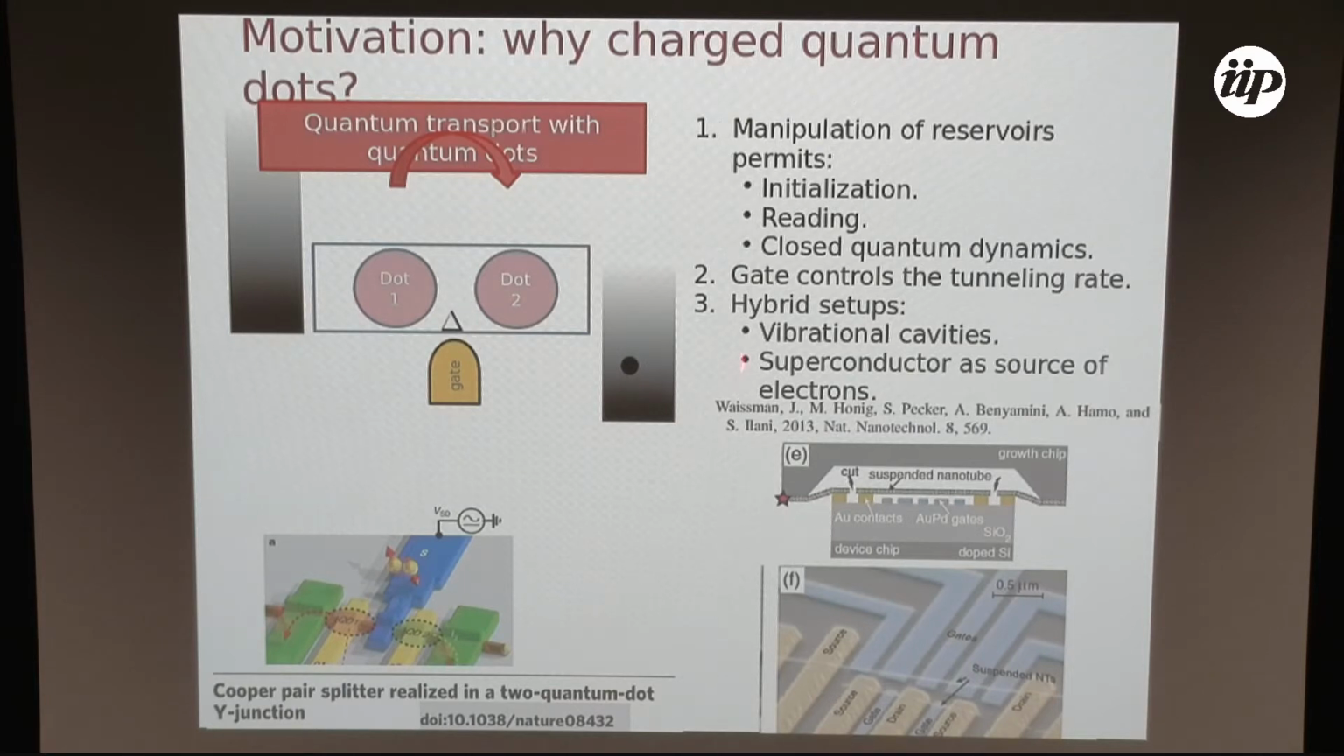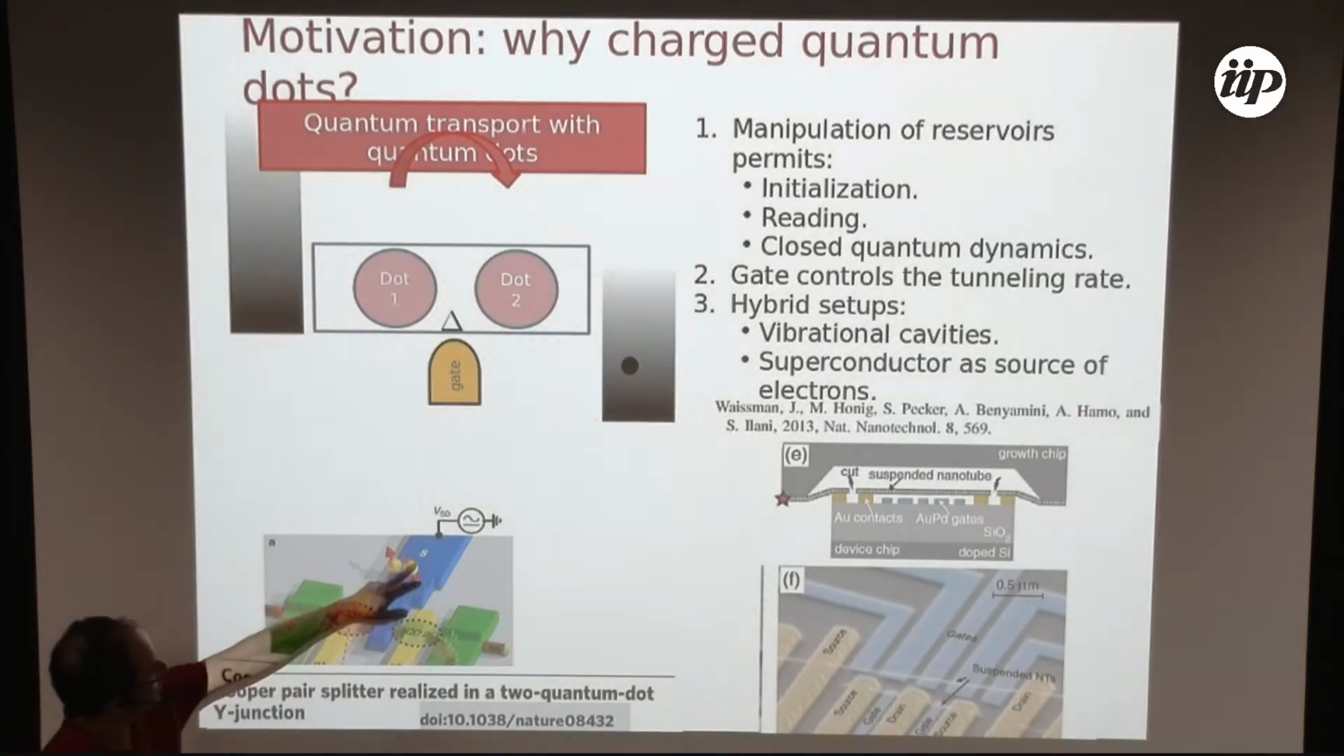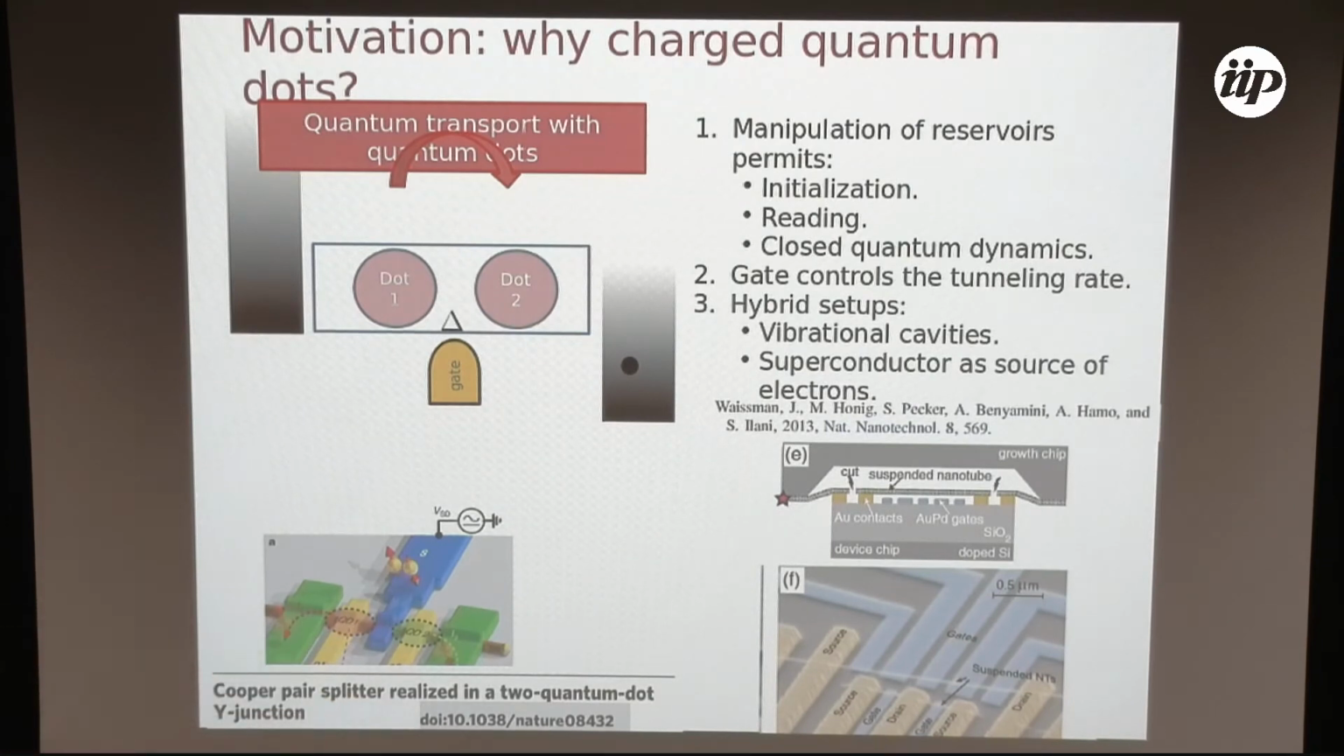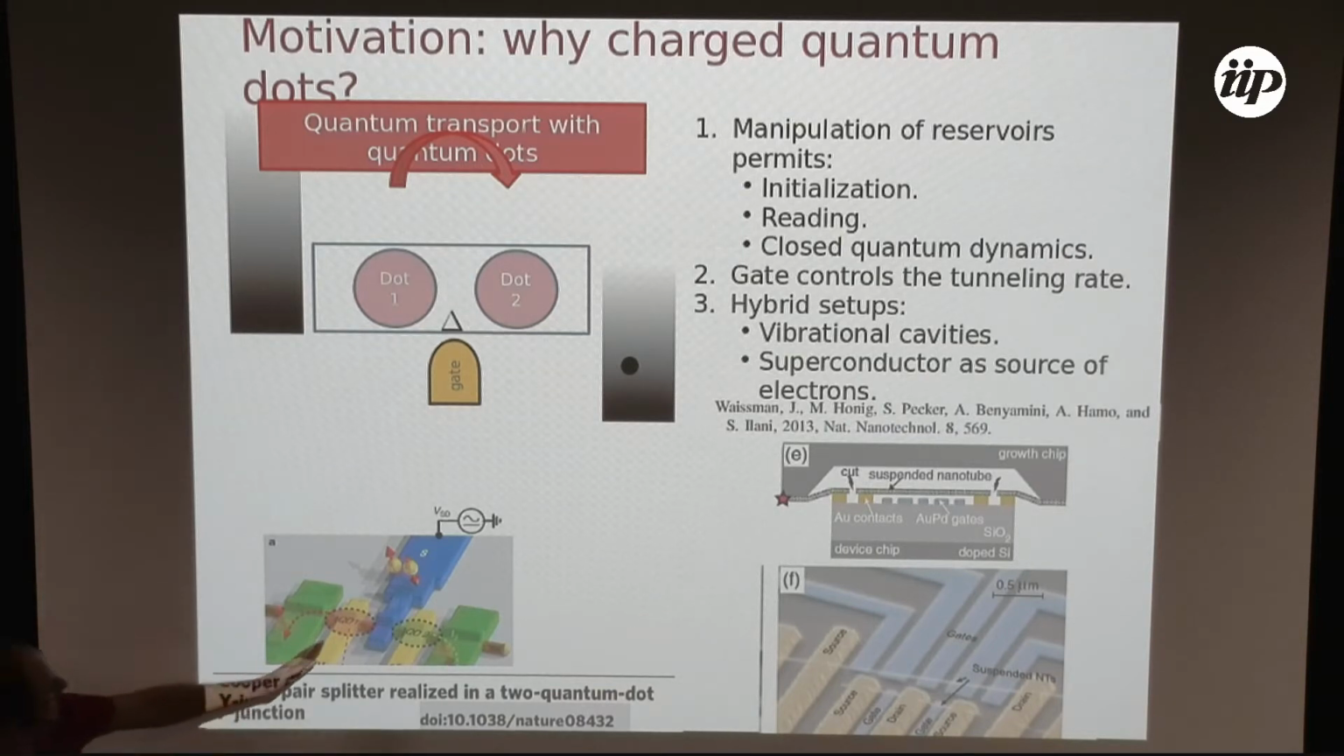And you can also use it in hybrid setups, including superconductors, like here. You can have two quantum dots coupled to a superconductor lead. So let's say that you have aluminum there, and you decrease temperature to 10 Kelvin, let's say. Then you go to the superconductor phase, and then you can have some dynamics here using Cooper pairs. The Cooper pairs can be split in two quantum dots, okay?